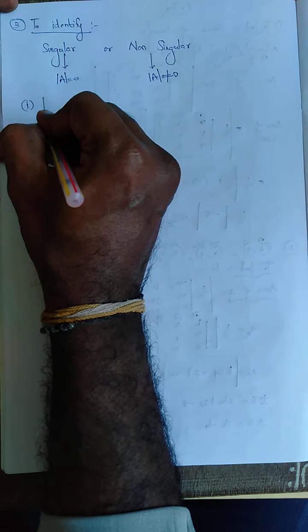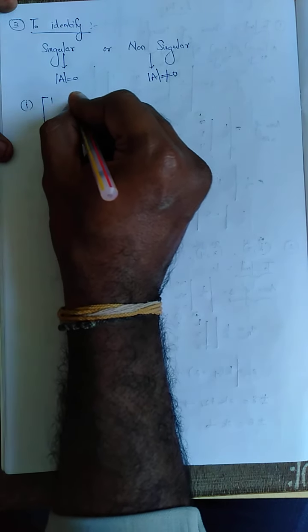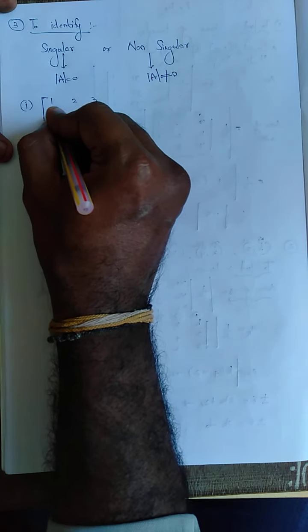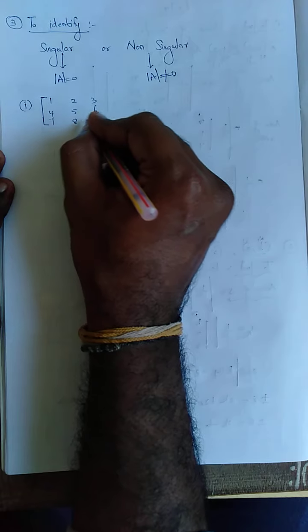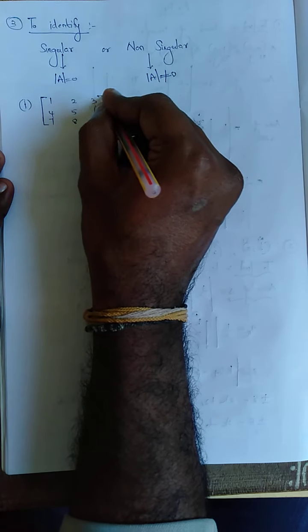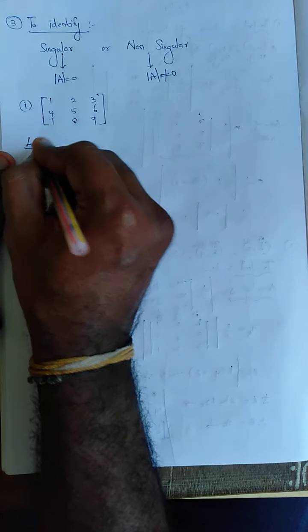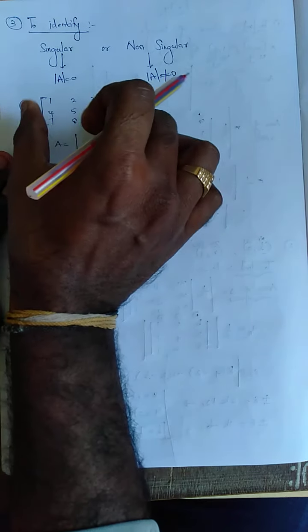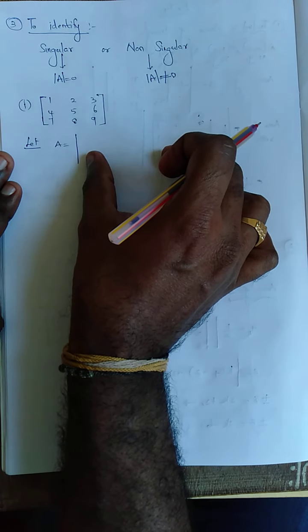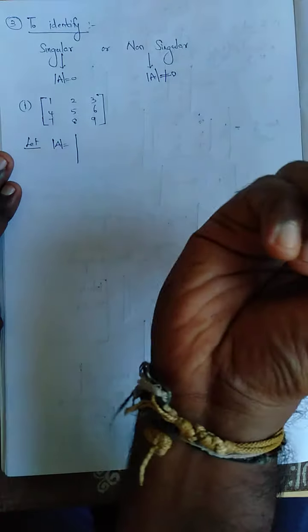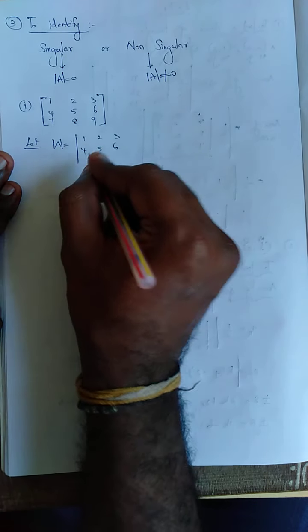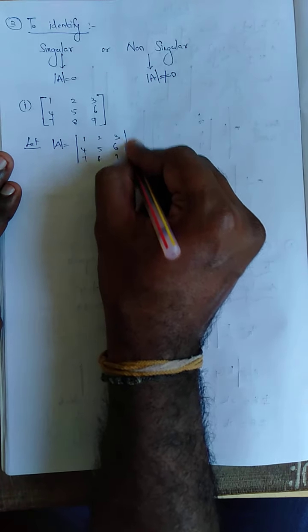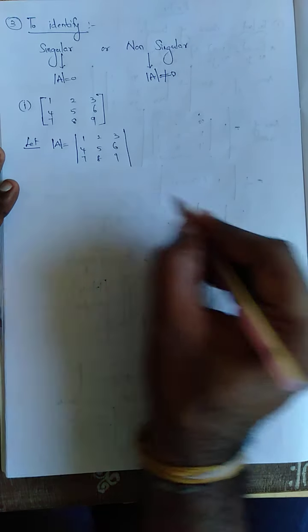They given the first subdivision. First subdivision is they given the matrix form 1, 2, 3, 4, 5, 6, 7, 8, 9. So let A is equal to this matrix, taking the determinant. You can say determinant of A is equal to the determinant of 1, 2, 3, 4, 5, 6, 7, 8, 9. This is a determinant value.